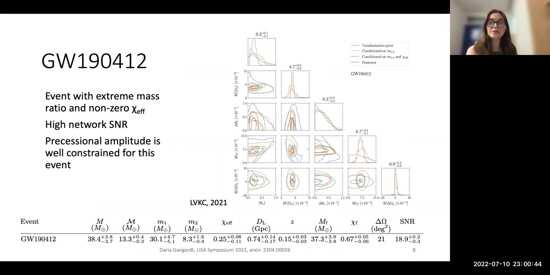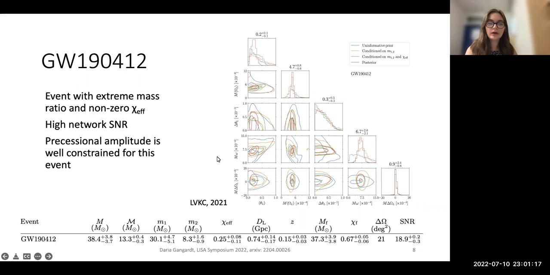One of the events that is particularly interesting to look at is GW190412. GW190412 is an event with an extreme mass ratio and a non-zero chi effective posterior. This means that its priors will look very different compared to the uniform priors that are typically used. This event also has a high network SNR, i.e. we can measure quite a lot of its properties, meaning that we can expect its posteriors to be more constrained than for an event with a low network SNR.